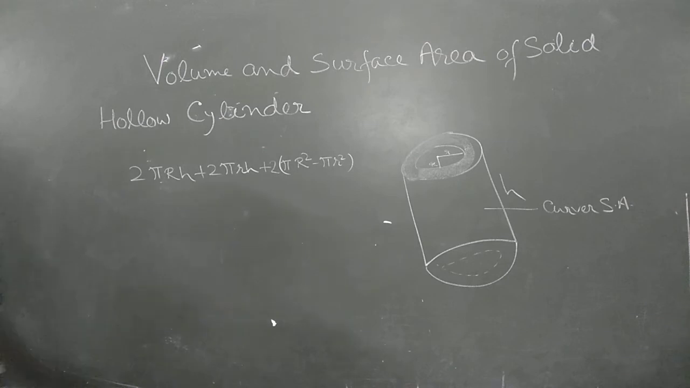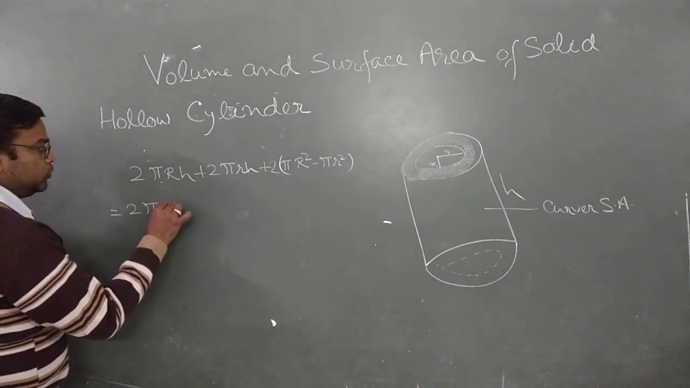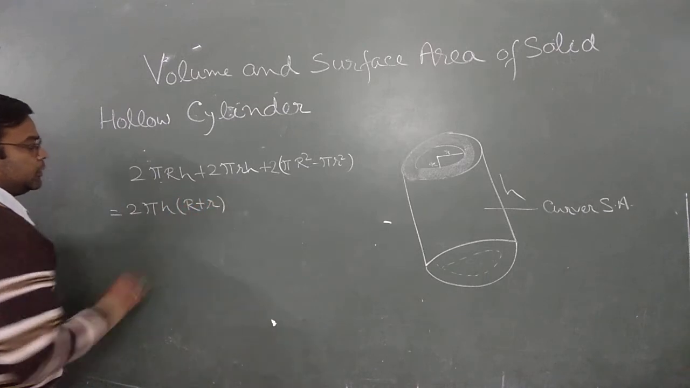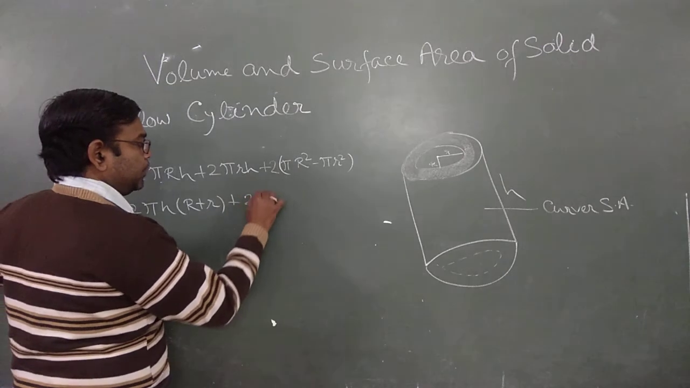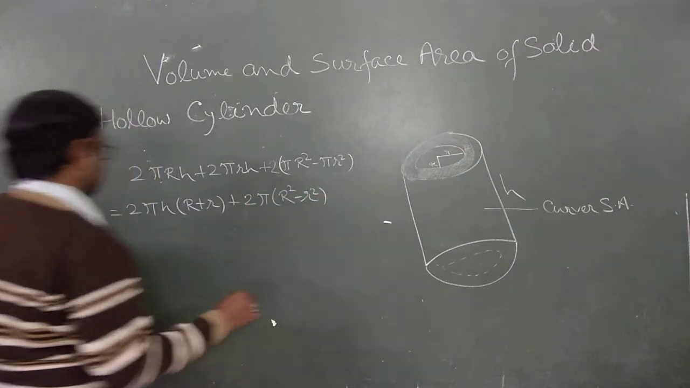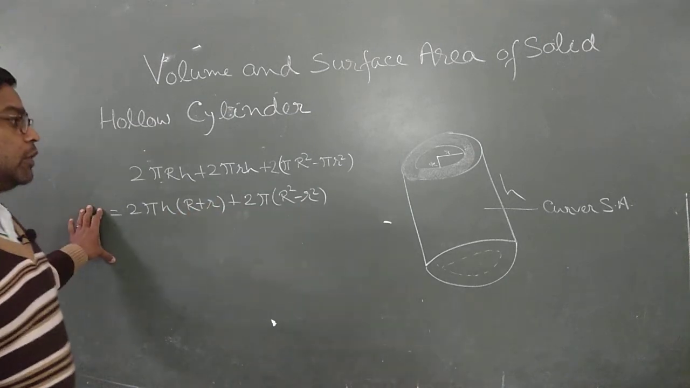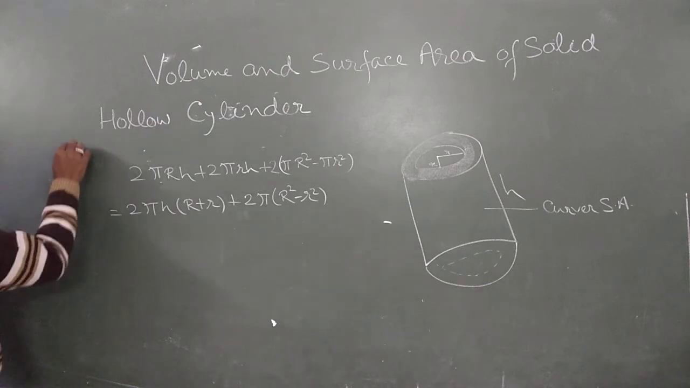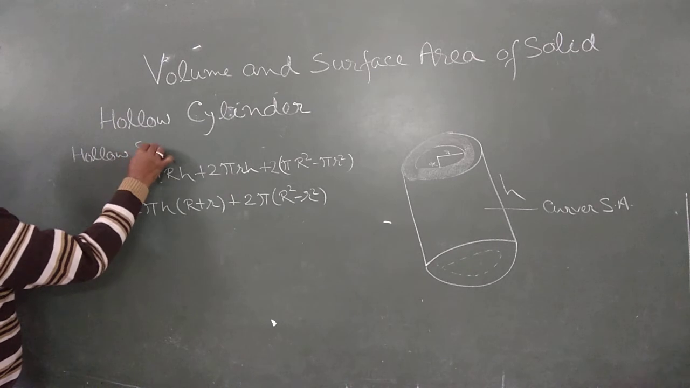Now whenever we add, we can take the common factor. Here 2 pi h is common, we take R plus r. Clear? Here we take 2 pi common, we have R square minus r square. So this is the formula for hollow surface area. Remember, it's a hollow surface area.